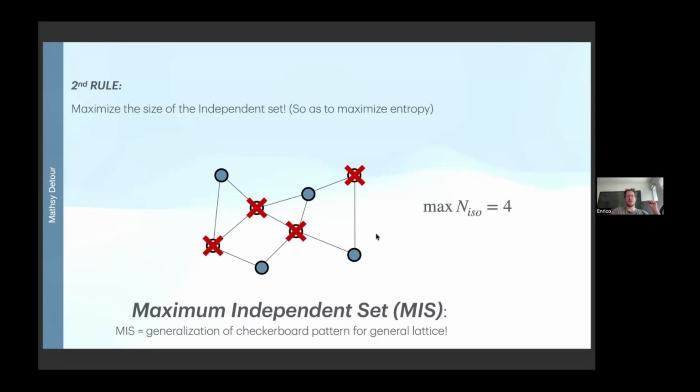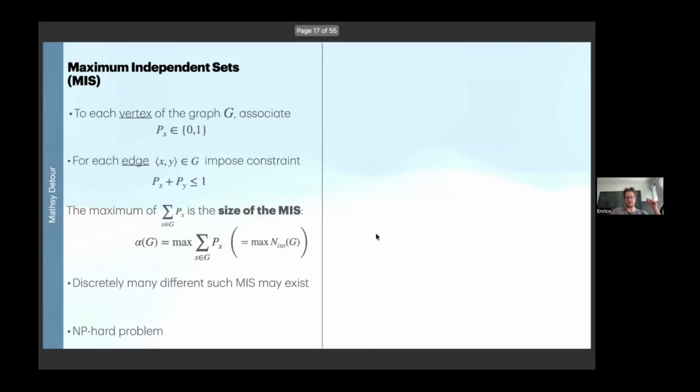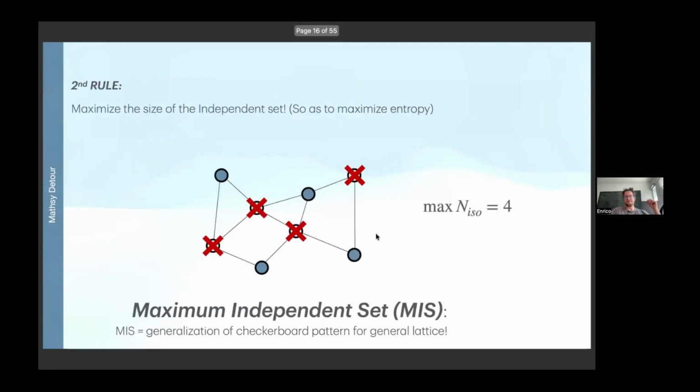And there you go. So we found the concept that generalizes the checkerboard pattern, the so-called maximum independent set, or MIS for short. In a very easy network like this one, I just told you to find the highest amount of isolated vertices. All of you could find that very quickly, and I could find that as well by eye. It's this one, this four.